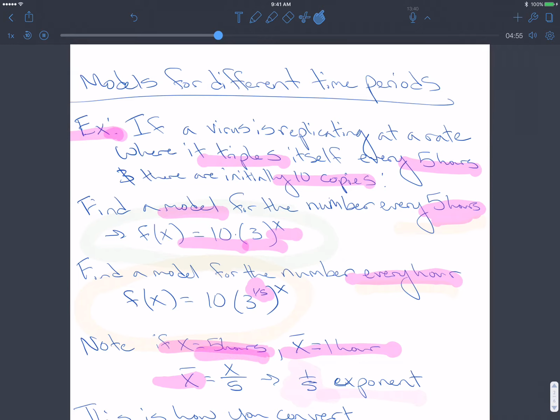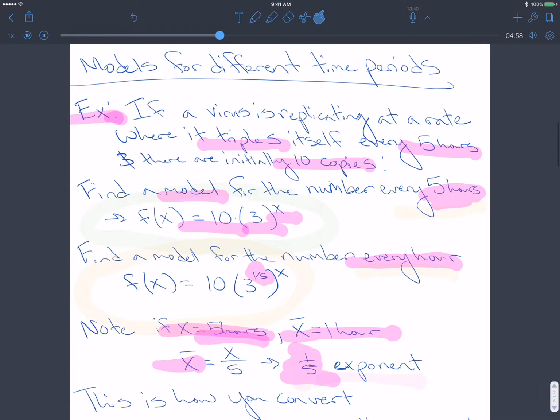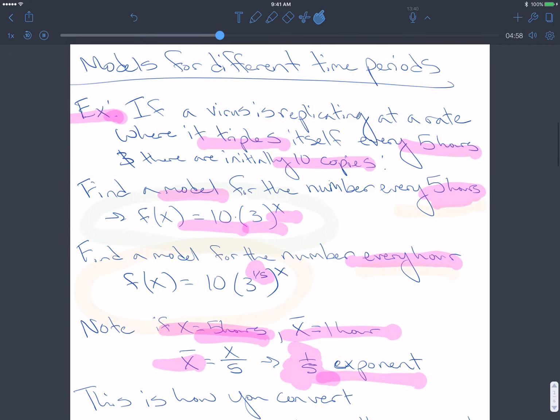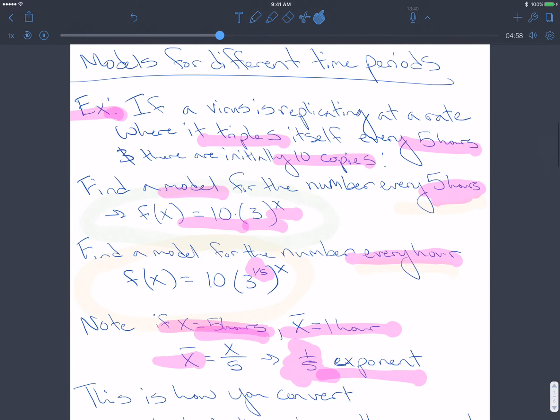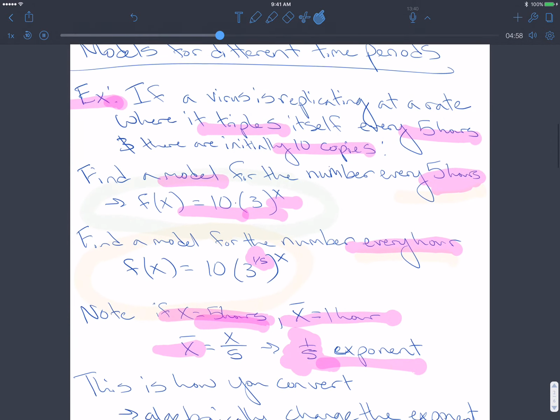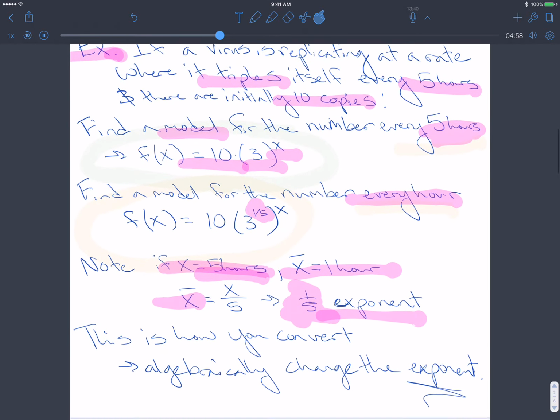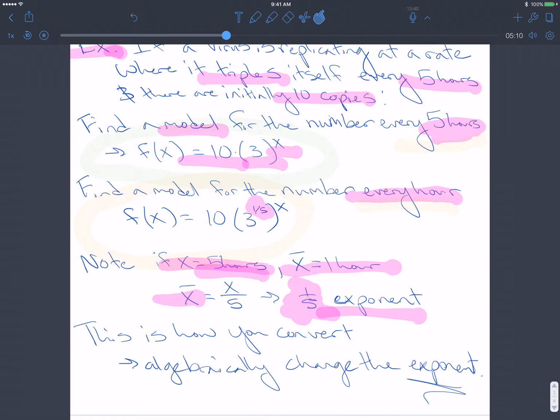So x over 5, which tells me that I want to have that extra 1/5 in my exponent in order to accommodate that change. So this is how you're going to convert algebraically, so you can change the exponent to be consistent. That's the key thing here, is checking, is this consistent?